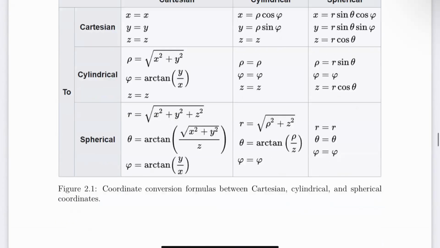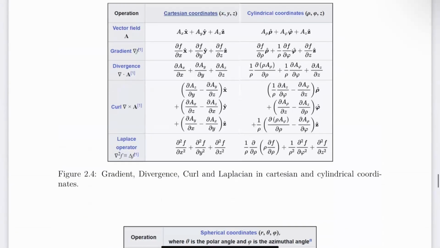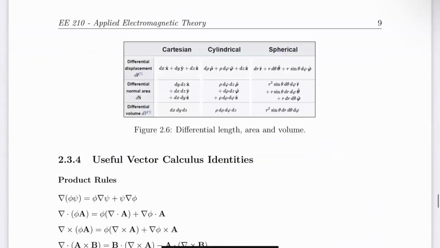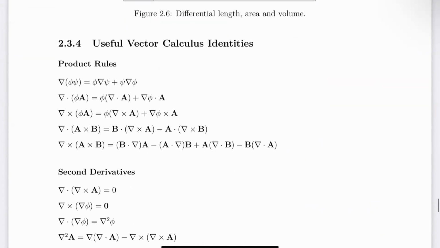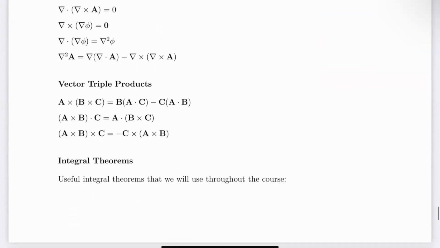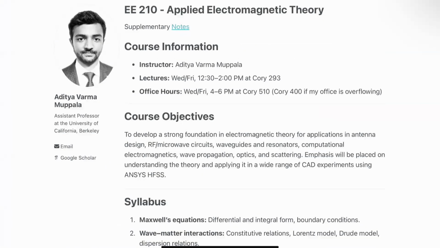So we'll review these derivations for all these coordinate conversions, the unit conversions. And I'm not going to do this part. We will do this, so differential length, area, and volumes, and we'll maybe talk about some of these relationships. Okay, so enough about that. Let's go to our writing board and start from there.